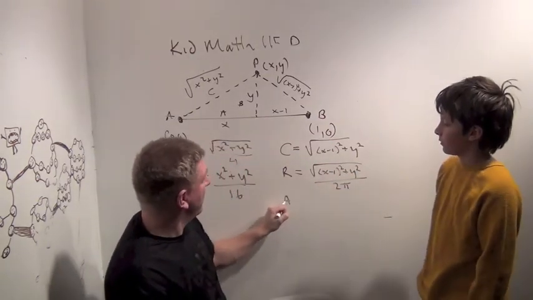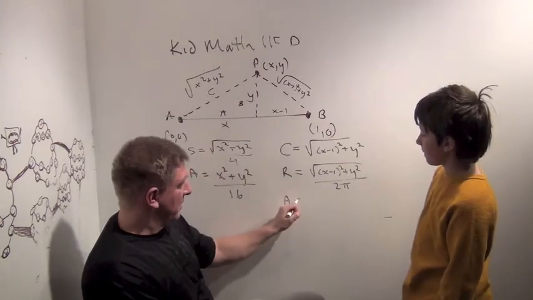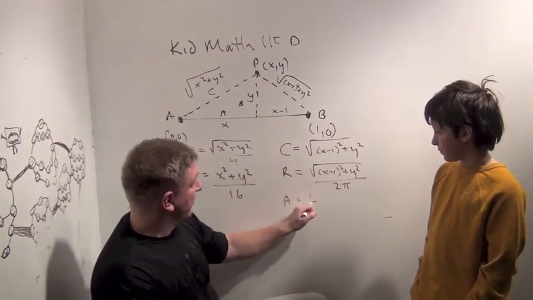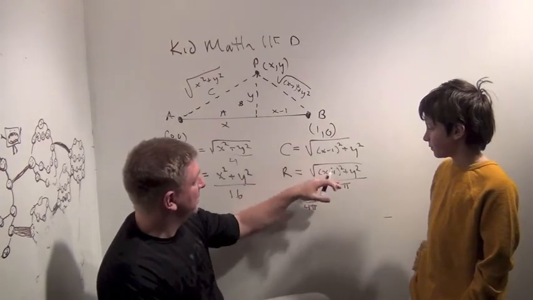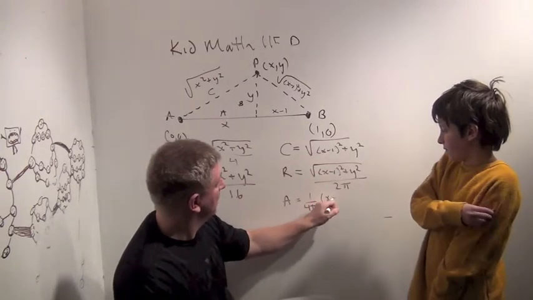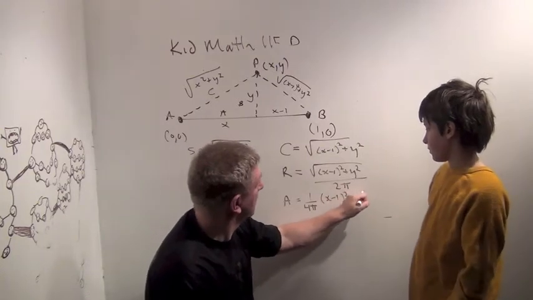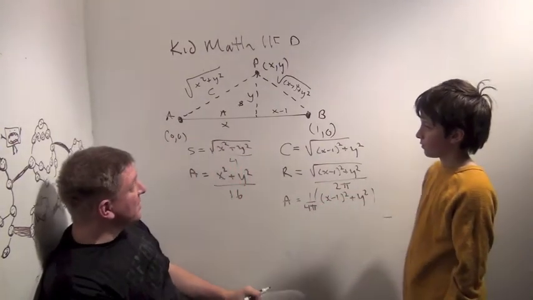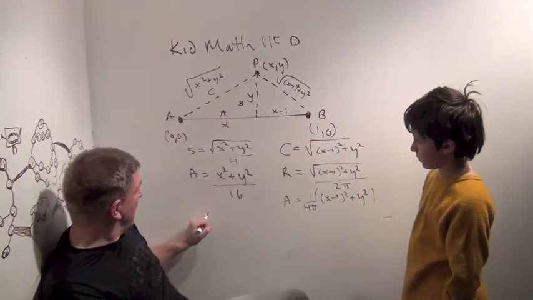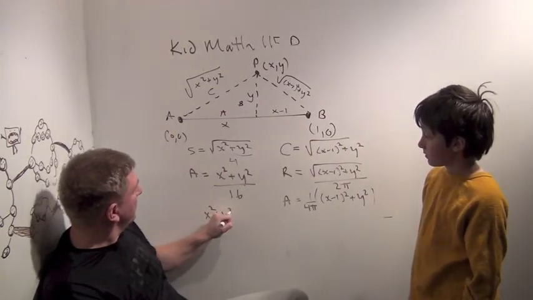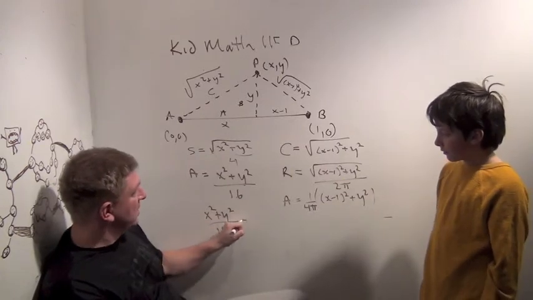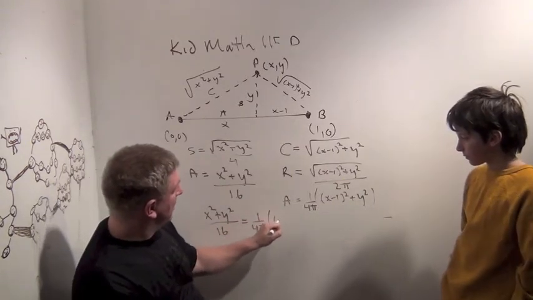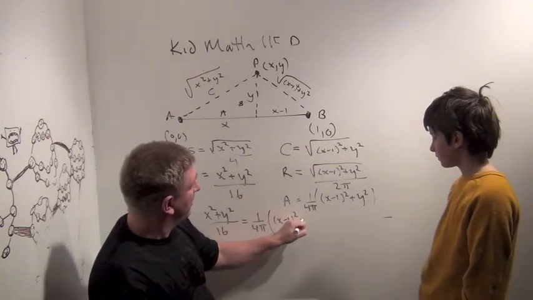Now how do we go to the area? What do we do to the radius? We have to square it and multiply it by pi. Remember we get that 1 over 4 pi again? Times this squared. So we have a crazy equation here that says (x squared plus y squared) over 16 equals 1 over 4 pi times ((x minus 1) squared plus y squared).